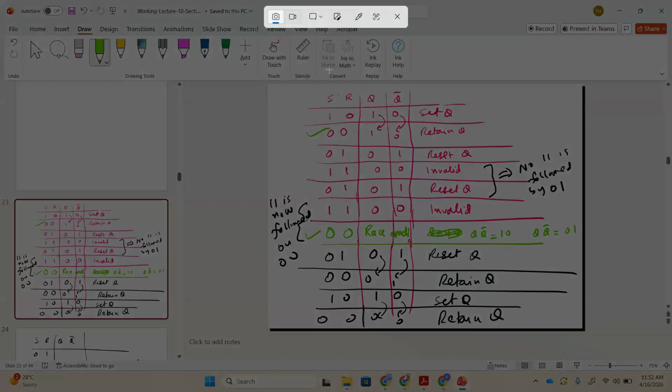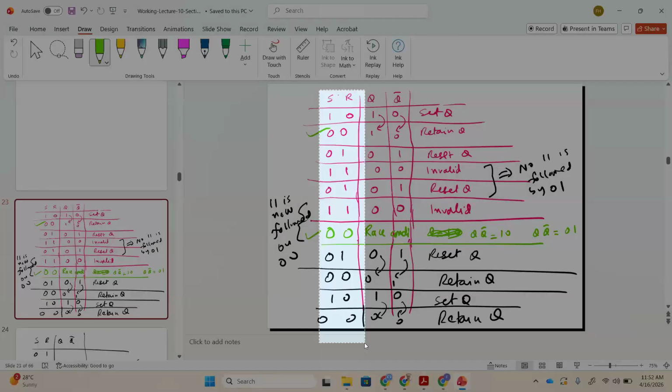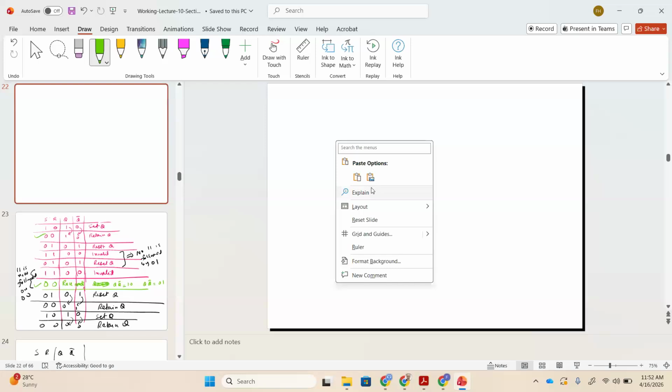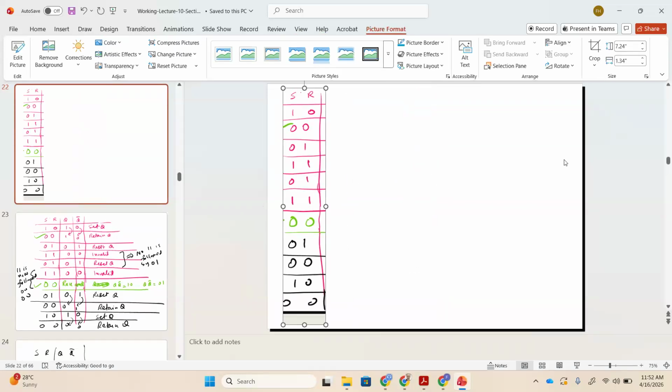So this is actually a rectangle. I'm not using any color combination. I just like to see the output.